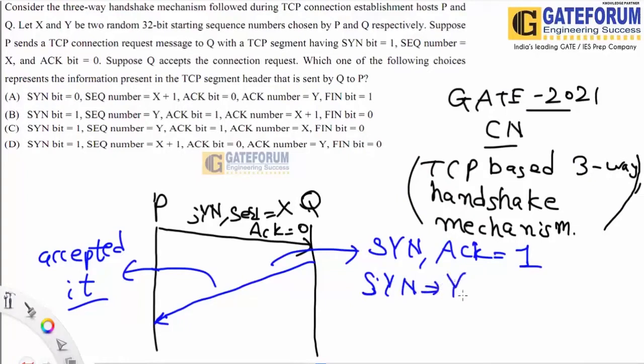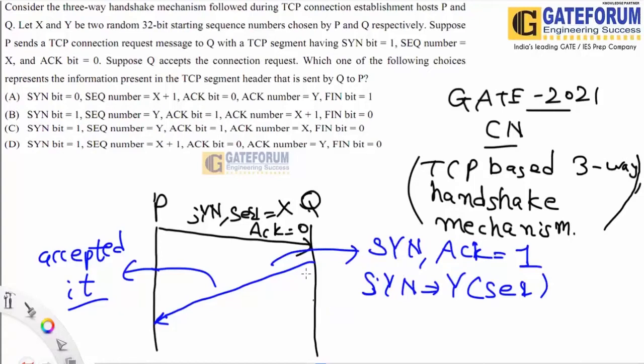it would be sending a Y, because we are told that X and Y are two random 32-bit sequence numbers which are selected by P and Q. As P is using X for its sequence number for SYN, Q will send the sequence number as Y. Okay, so let's say SYN bit is 1, that's the first and foremost rule. Acknowledgement bit is 1, that's the second rule, and the sequence number is Y.